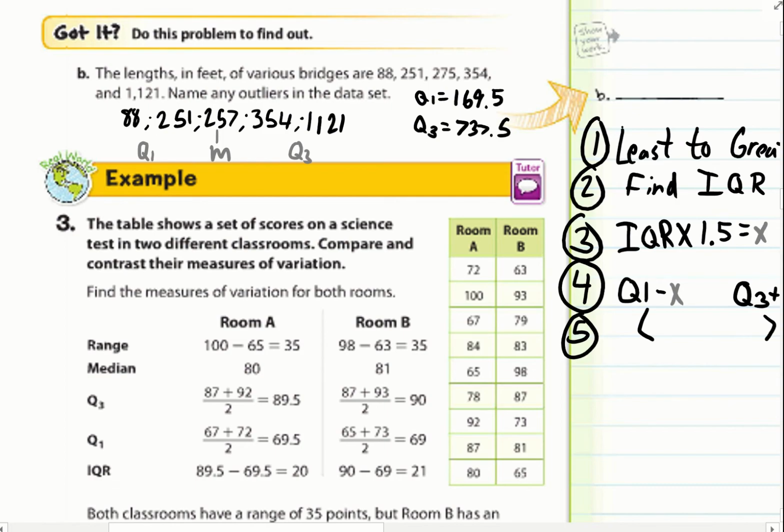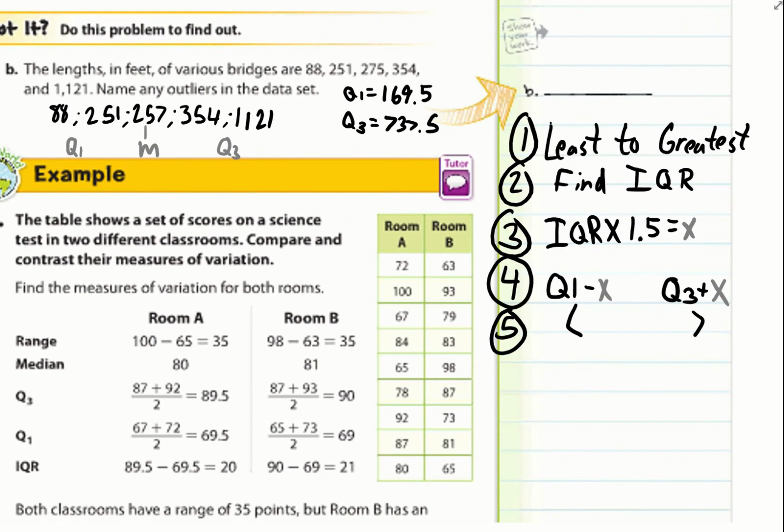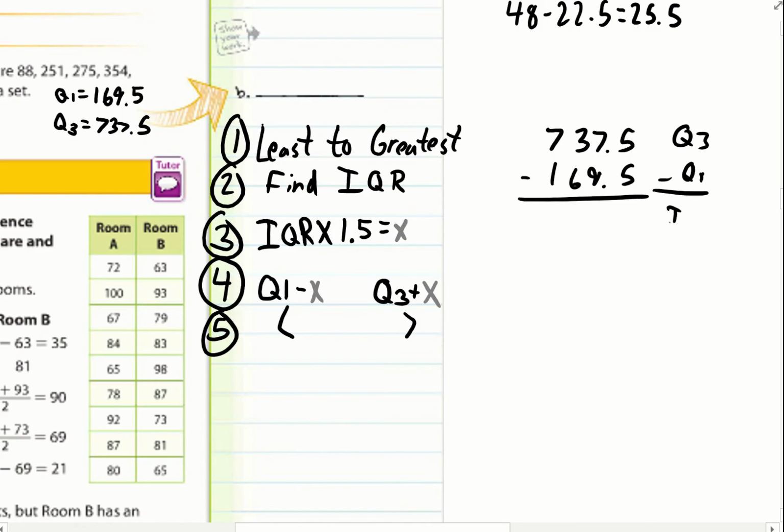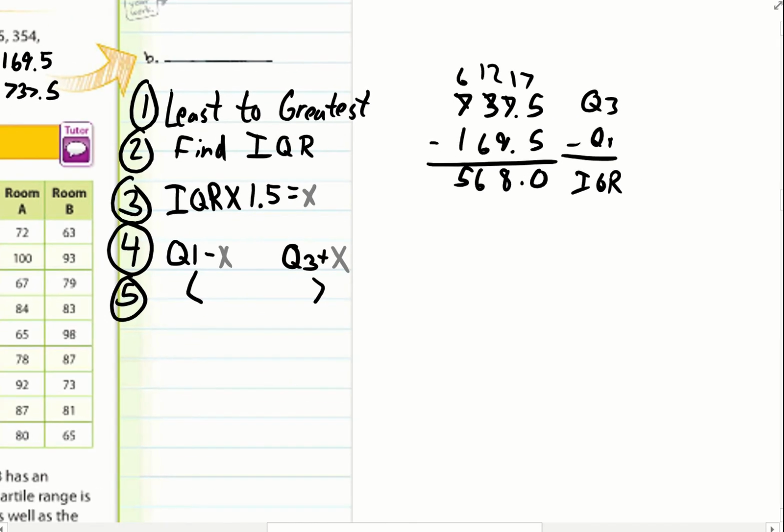By the way, if you just look at it, it's very obvious that 1,121 is going to be an outlier because that number is too far away from the other numbers. 88 might be, we'll see. So let's find the IQR. So we have 737.5, and you have 169.5. We're going to subtract because Q3 minus Q1 equals IQR. So 568 is our IQR.